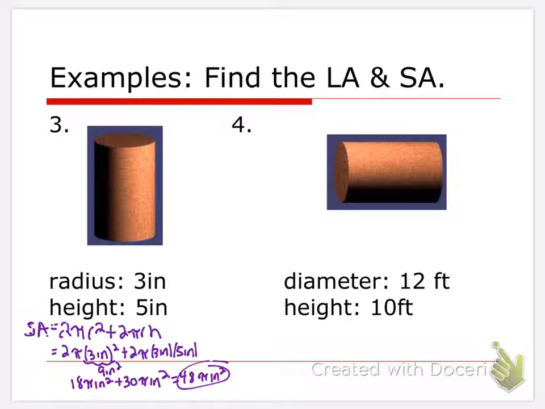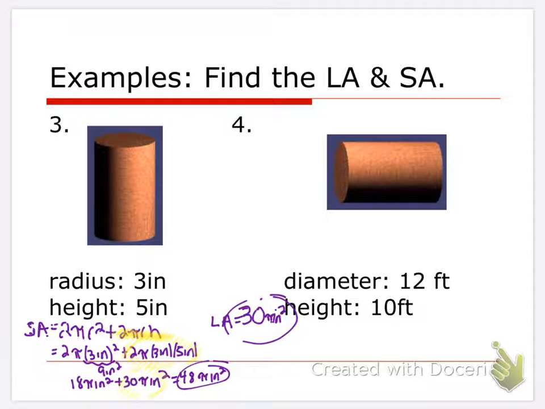The second part was just the lateral area. Remember, the lateral area is just this formula, so it's just this portion. We already worked that out, so we know that it's going to be 30 pi inches squared.